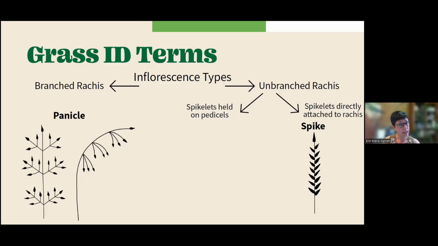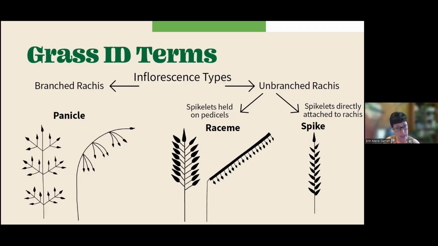The kind of catch-all category, and I left this one for the end, is the raceme, because the definition's kind of complicated. You can have an unbranched rachis with all your spikelets held on little pedicels. Or in this case, we have a finger-like collection of spikelets that are all attached with a small stalk or pedicel to the main stem. So think of things like a crabgrass or a big bluestem. They have those long finger-like collections of spikelets. That fits into the raceme too.